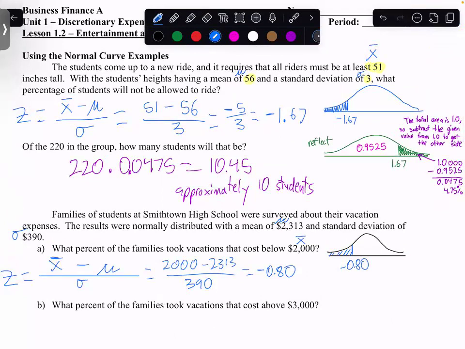Okay, so I'm going to ask you to try to take it from here. Use the example above, use the table on the next page, and make sure you answer the final question, which is: what percent of families took vacations that cost below 2,000?